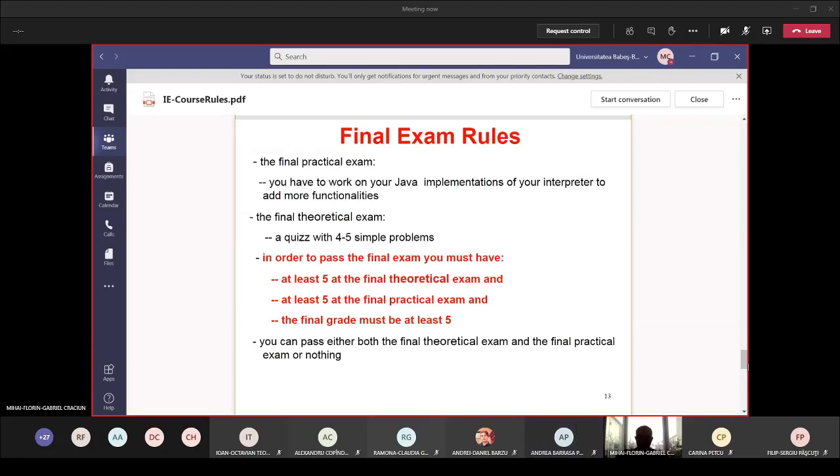So for the final exam, in order to pass, you must have at least 5 at the final theoretical exam, at least 5 at the final practical exam, and the final grade must be at least 5, according to those percentages that I told you before.